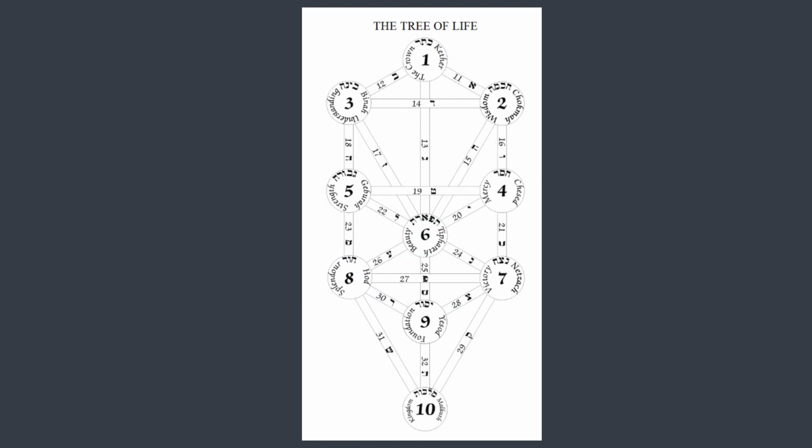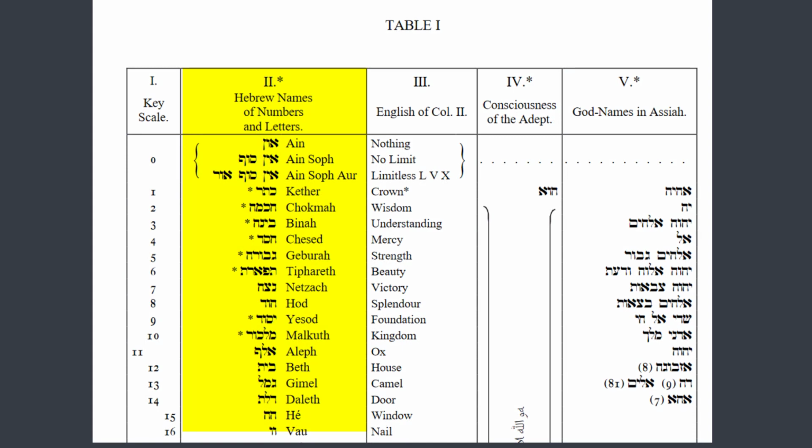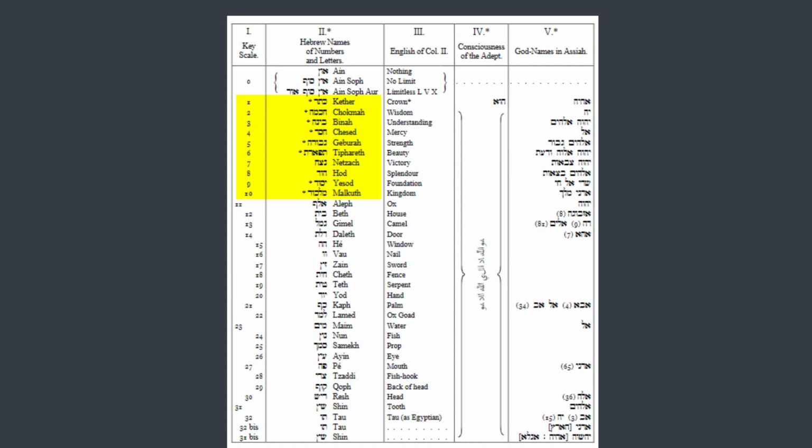Liber 777 originates from the Sepher Yetsirah, which lists attributions of the Sephirot and the Hebrew letters. Column 2 gives that information in Hebrew and in English in column 3. Starting from 1 to 10, we have the Sephirot from Keter to Malkut, and from 11 to 32, we have the Hebrew alphabet from Aleph to Tau.